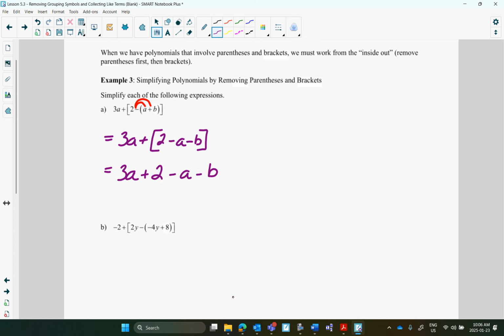So you just use the symbol that's in front. If it's negative, it's going to change the signs. If it's positive, it's not going to change anything. And now, collect like terms. Remember, minus a is the same as minus 1a. And minus b is the same as minus 1b.